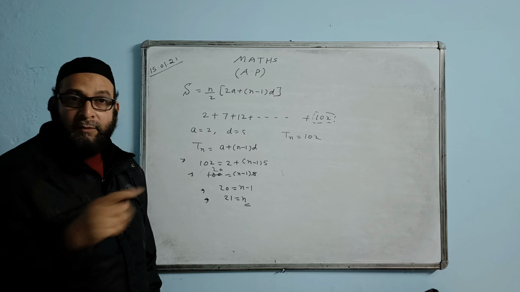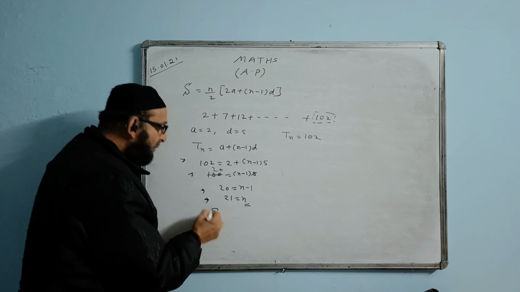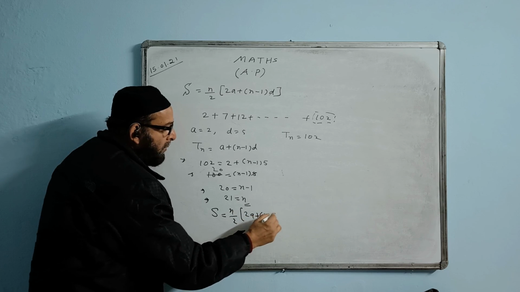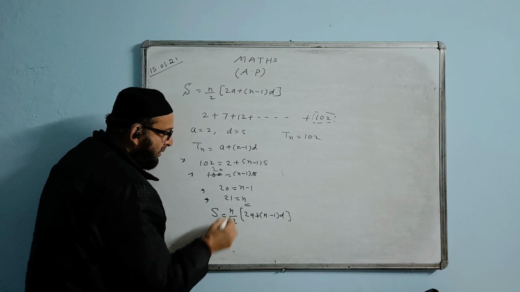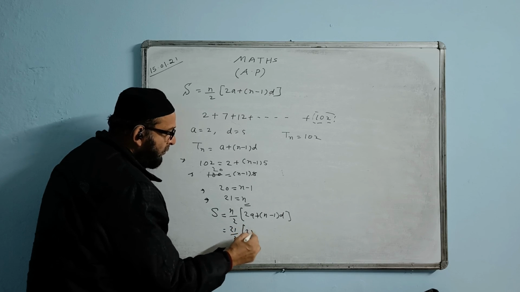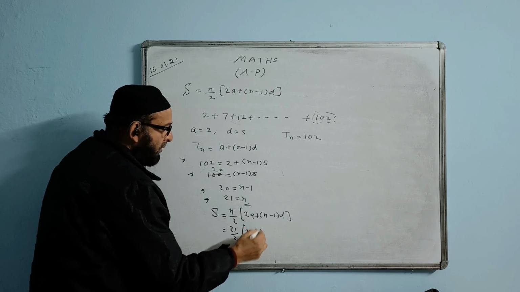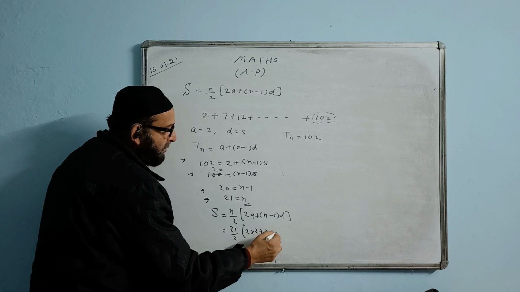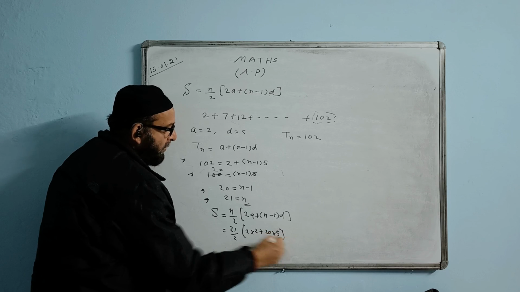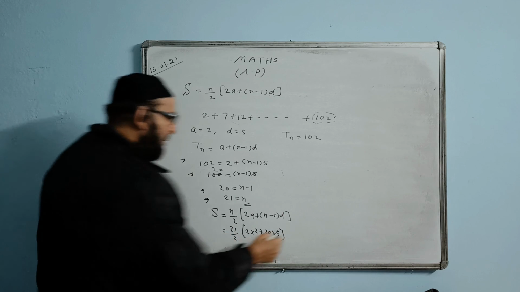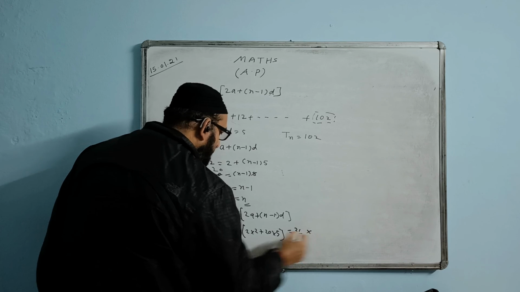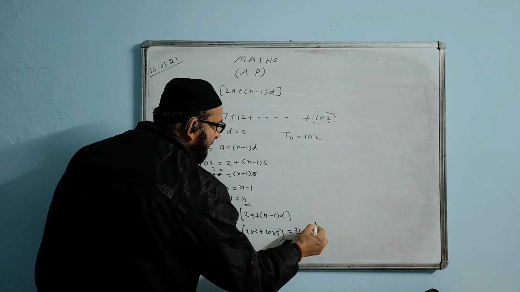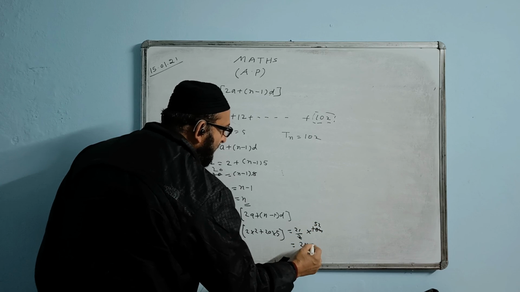Now I will find the value of the sum of these numbers. What is the formula of sum? You know it: n by 2. Put n value, 21 by 2, into 2a, a value is 2, plus 21 minus 1 will become 20 into d. d value is how much? 5. Now do the calculation. 21 by 2 into, this is 100, 104 coming here. With 2 cancel it, 52. 52 into 21, multiply and your answer will come.